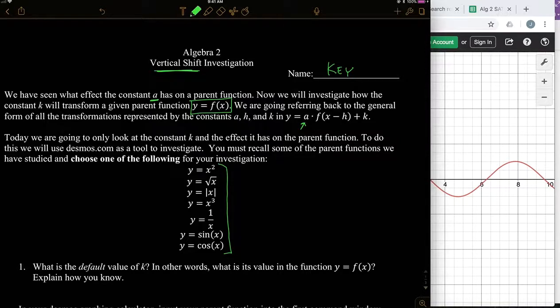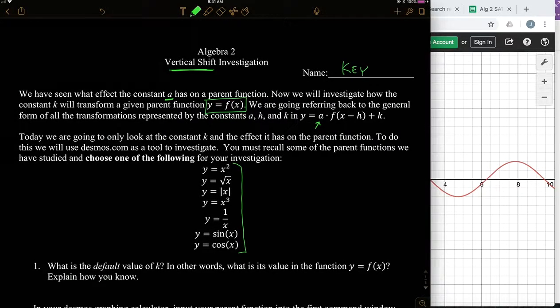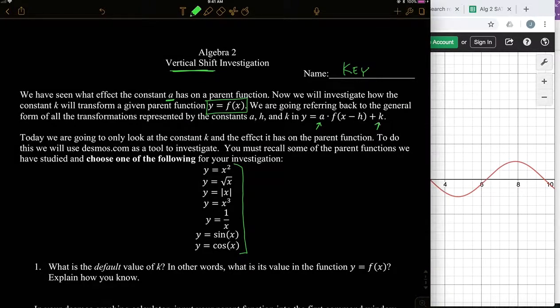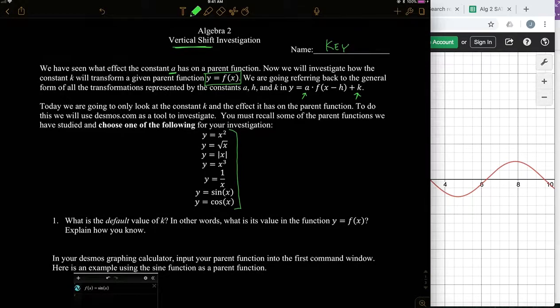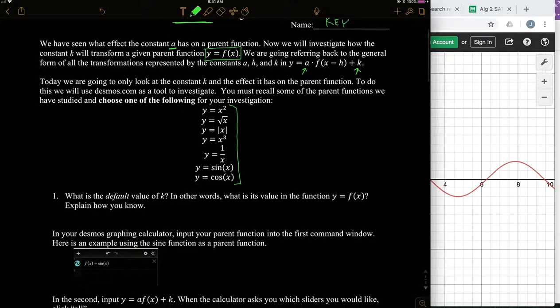That stretches it vertically or compresses it vertically, or if a is negative, it will reflect it into the negative values. It'll reflect it over the x-axis. Today we're going to look at what the k is going to do if we put a plus k out here at the end, and see what that does to the parent function. So that's what I'm describing here.